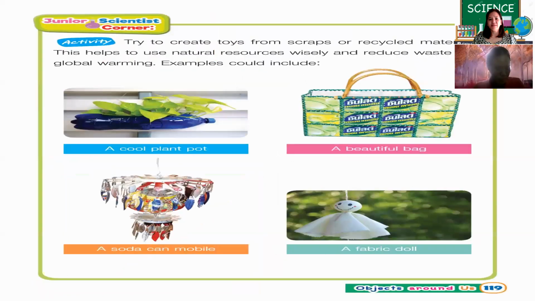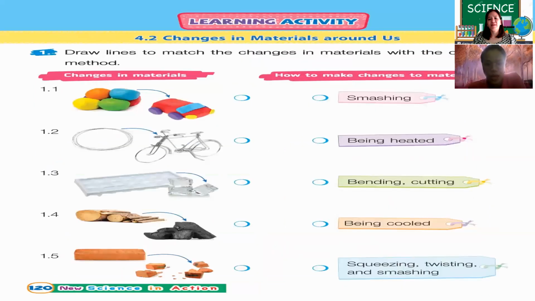Okay, next. This part, we will do this. This is a fun activity, but we will do this after our evaluation. Let's answer this quickly, teacher. And grade 2, draw lines to match the changes in materials with the correct method. Number 1. This is clay. I think this is clay.